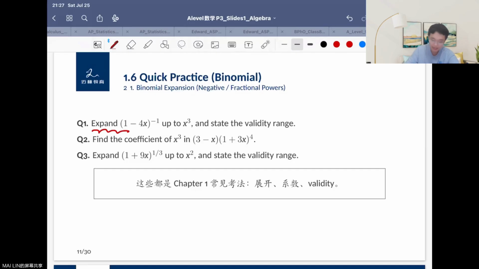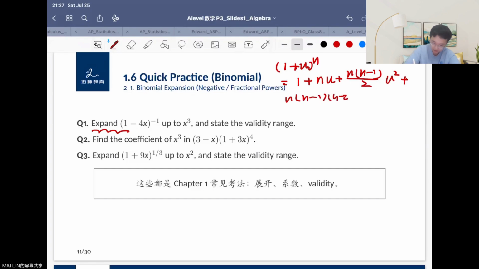For here, we can just remember that (1 + u) to the power of n can be considered as 1 plus n times u plus n times (n minus 1) over 2 u squared plus n times (n minus 1) times (n minus 2) over 6 u cubed, right? So here we consider u equals negative 4x, and n equals negative 1. So just put into it.